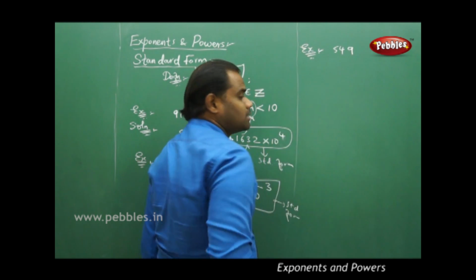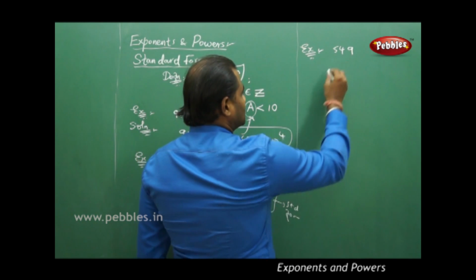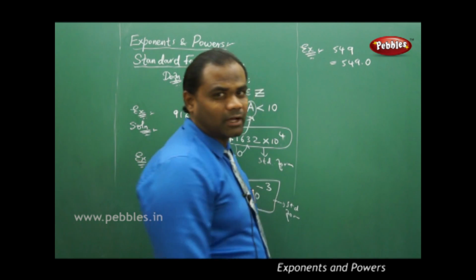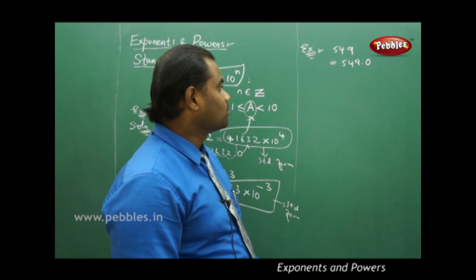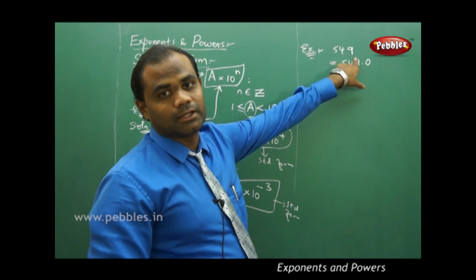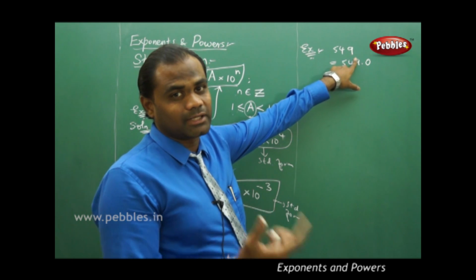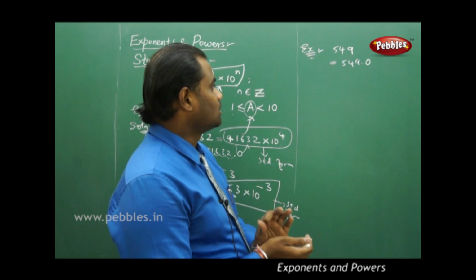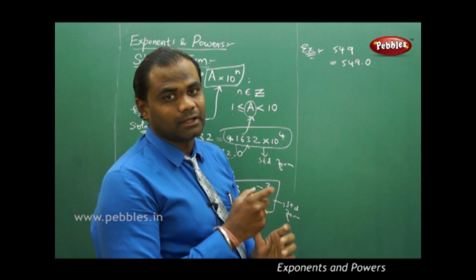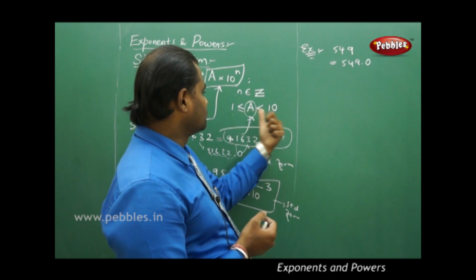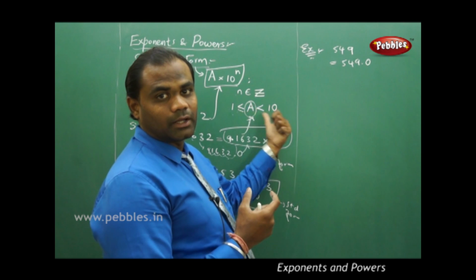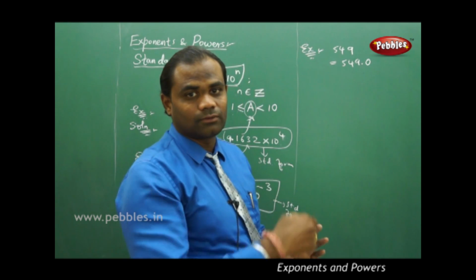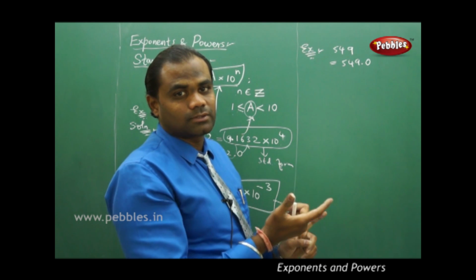I want to convert this into the standard form. So what I do is I write this as 549.0 because 549 can be written as 549.0. Now because 549 is a number which is greater than 10, I try to reduce the value to between 1 and 10. So let's search how we can identify the value of A, that is the value ranging between 1 and 10. So here I clearly understand that I need to move the decimal from right to left, therefore I get the positive power.